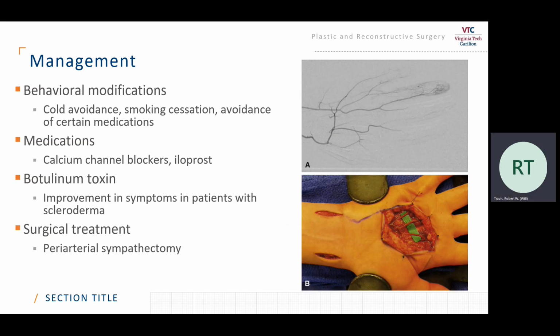So management, typically you'll start with behavioral modifications, including cold avoidance, smoking cessation, and avoidance of certain medications. Medical treatment is typically reserved for refractory primary or secondary Raynaud's. Medications to treat this include calcium channel blockers. The most commonly used drug is nifedipine, and alprostadil, which is a vasodilator.